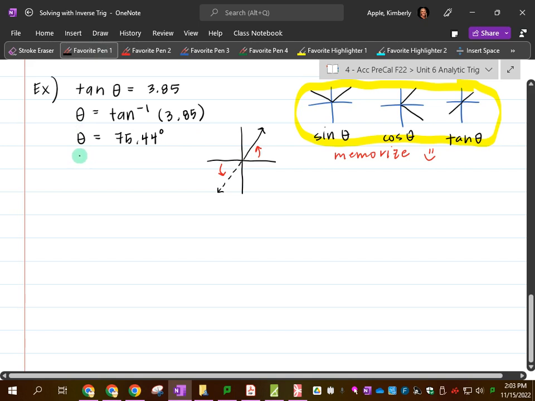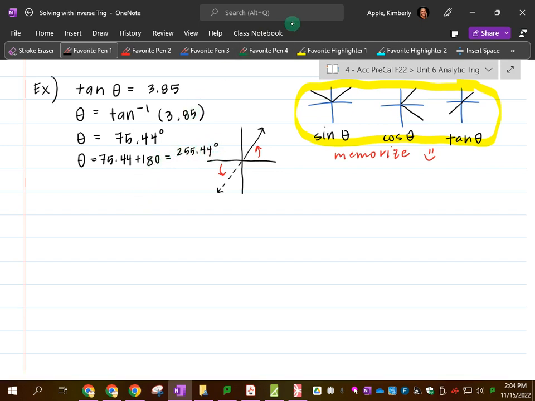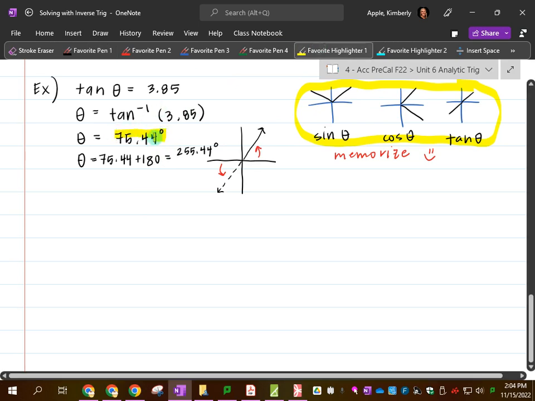But to keep it simple, we'll say, okay, 75.44 plus 180 is going to give me the second one, so that's 255.44. And I do, in general, like these to 2 decimal places when they're gross like this. There we go. Let's go again.